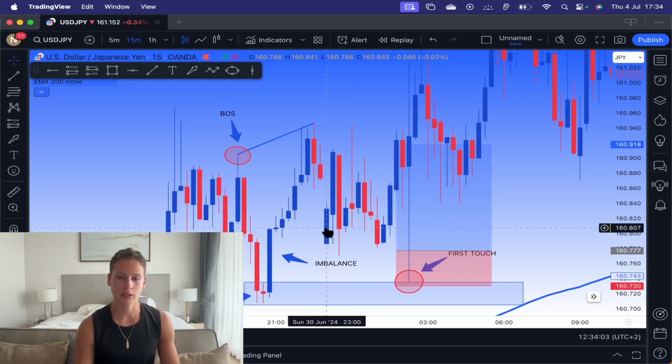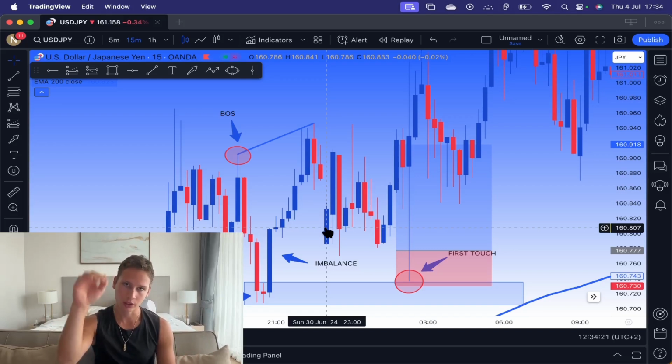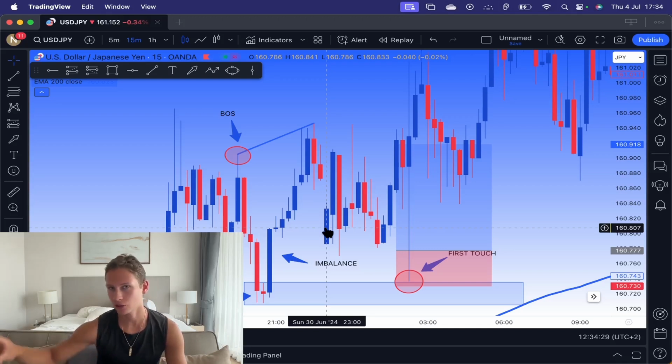And of course, for a supply zone, this works the same. BOS to the downside, a wick, blue wick in my case, or a green wick, I'm sorry. We need an imbalance to the downside. We need a touch. We need a supply zone, and we wait for price to dump down. We get in the trade. I'm not going to cover that in this video, but I'm going to cover every detail in the next video.